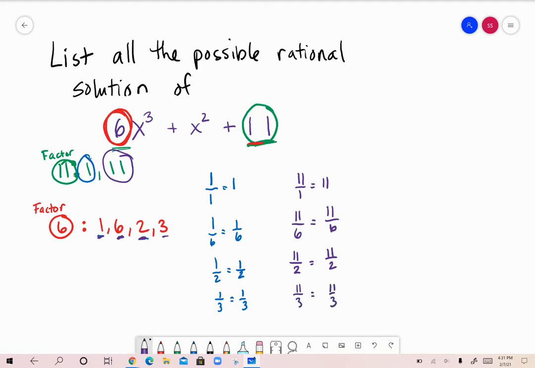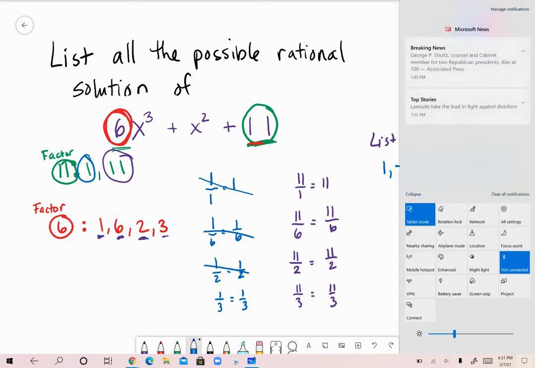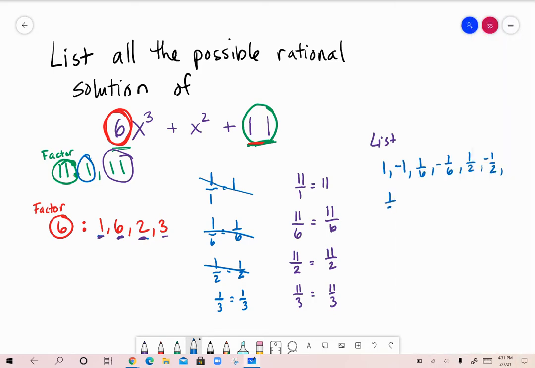So now your list will be, each one of these has a positive and negative. So you have to list the negative as well. So the answers are 1, comma, negative 1. Now the next one, comma, 1/6, comma, negative 1/6. Next one would be 1/2 and negative 1/2. So you have to put positive and negative with it. Comma, 1 divided by 3, comma, negative 1/3.